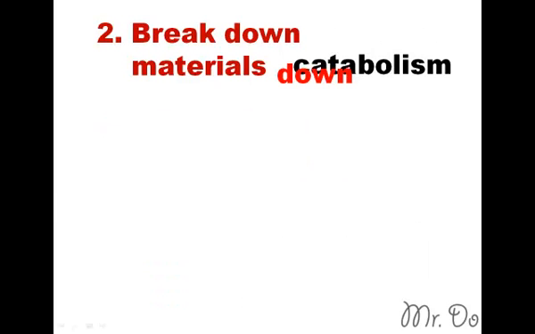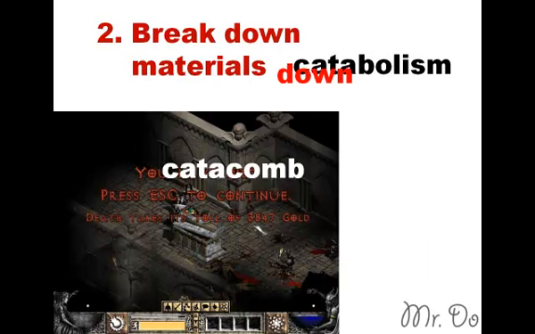For example, cata means down. If you ever played the game Diablo, if you haven't, it's okay. Well, there are two ways you can build a graveyard. One is just right on the surface. Another way is to build it underground. So a catacomb is an underground graveyard. And again, the word cata means down.